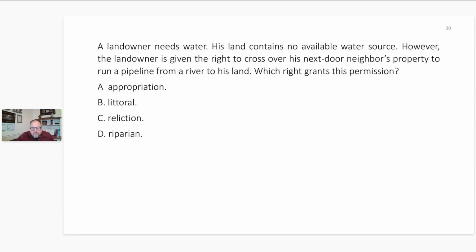All right. A landowner needs water. His land contains no available water source. However, the landowner is given the right to cross over his next door neighbor's property to run a pipeline from a river to his land. Which right grants this permission?